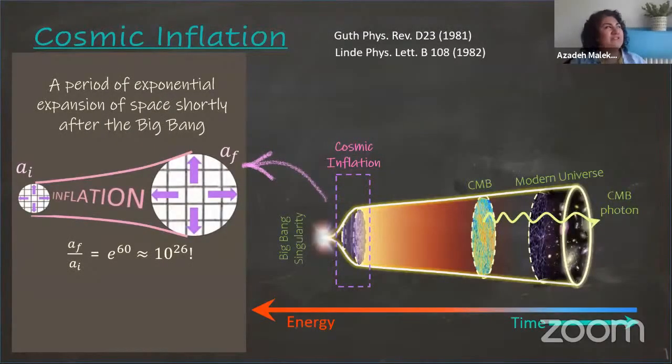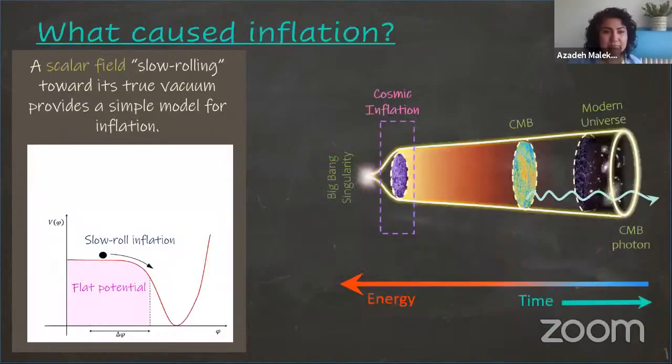We know that our universe is too simple, too symmetric at very large scales, and the leading paradigm to explain that unexpected symmetry is a period of exponential expansion shortly after the Big Bang, in which the scale of the universe increases by a factor of e to the 60. That's the so-called cosmic inflation. Although the exact particle physics of inflation is still unknown, a scalar field slow rolling towards a true vacuum provides the simplest model for inflation.